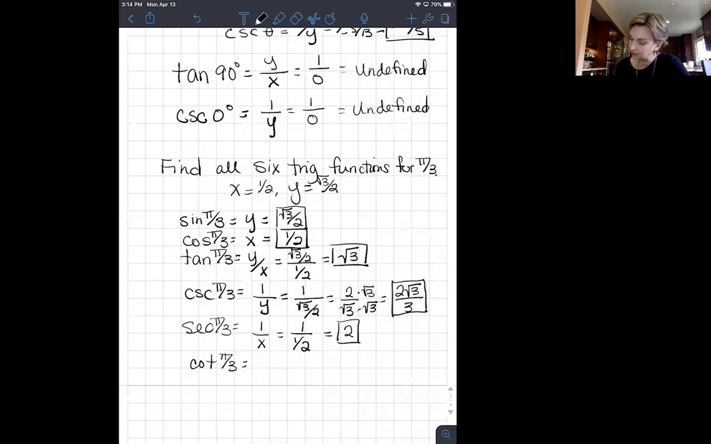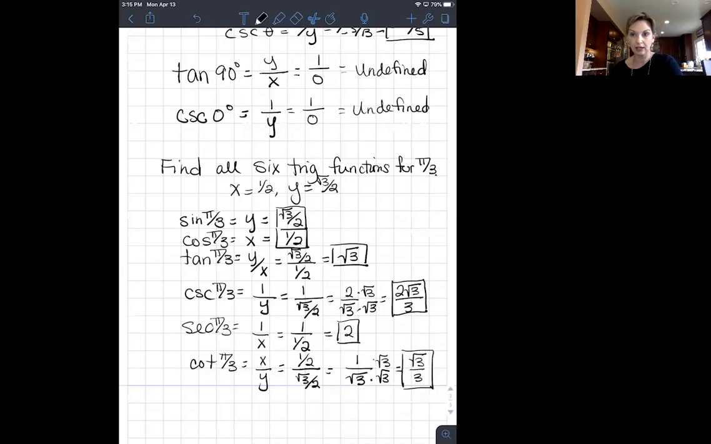Cotangent is the reciprocal of tangent. It's x divided by y. And x is 1/2, and y is the square root of 3 divided by 2. Okay, so 1/2 divided by the square root of 3 divided by 2. Well, the 2's cancel, and it gives me 1 divided by the square root of 3. So we got to get rid of that root in the bottom. And I get the square root of 3 over 3. And that is the cotangent.